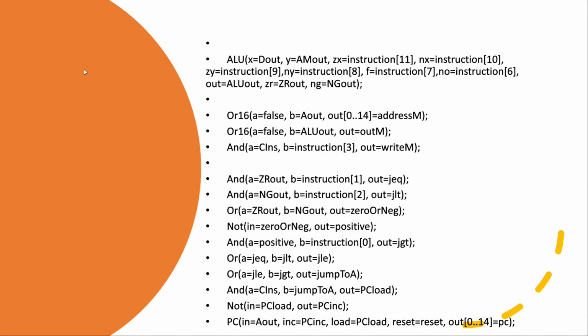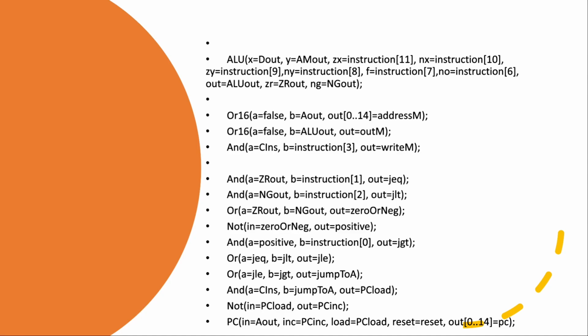It has two output flags, ZR and NG, which will determine properties of result. Next, we will be using two OR16 and one AND gate, which will determine whether data is to be written inside data memory or not. First, OR will determine address of write operations. Second OR gate will determine contents of data memory. And an AND gate is being used, which will output write M.